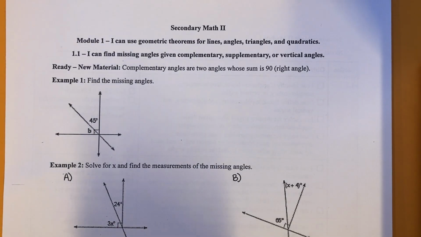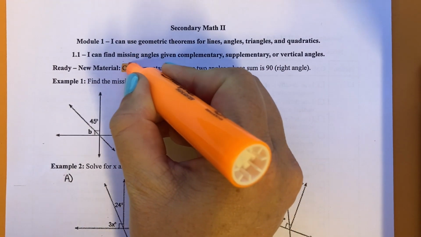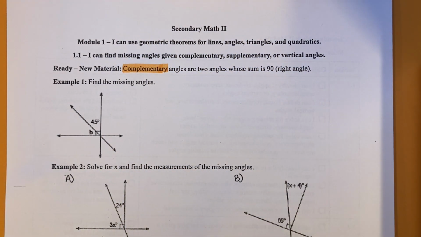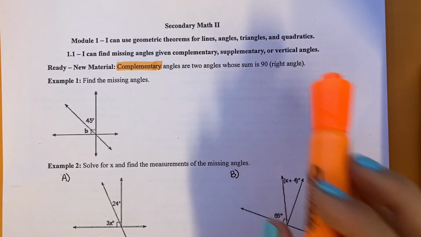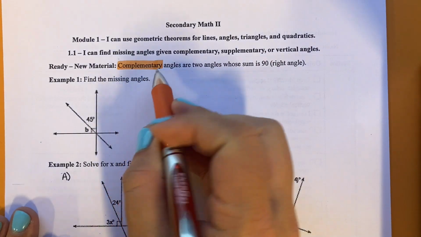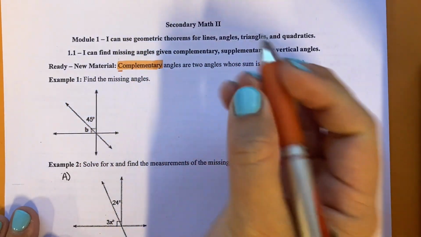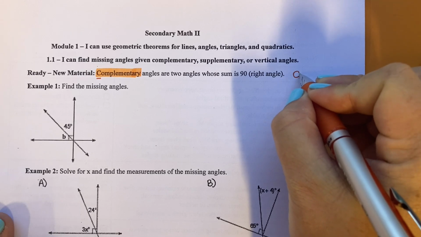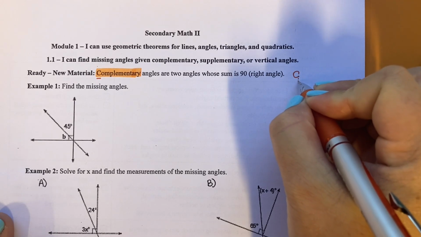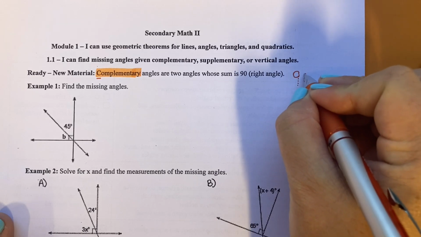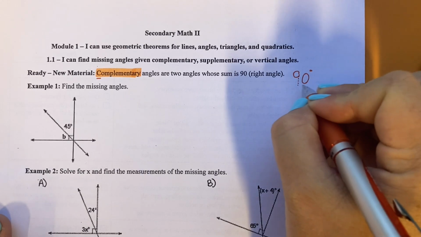So the first one we're starting with is complementary. Complementary angles are two angles whose sum is 90 degrees and makes a right angle. A memorization tool: complementary starts with the letter C. If you take the letter C and you connect the two endpoints of the letter and extend it down, it makes the number 90 degrees.